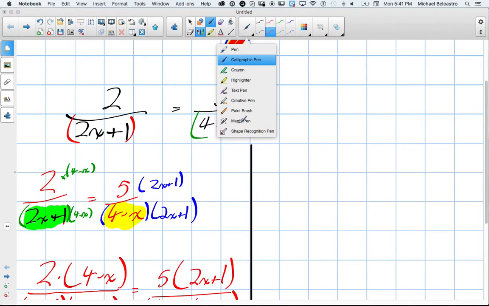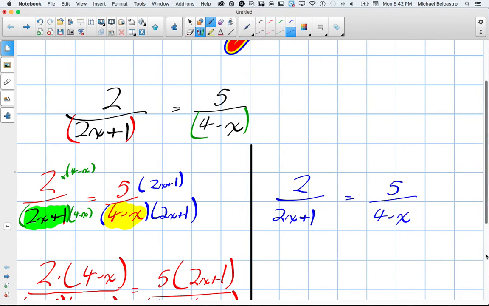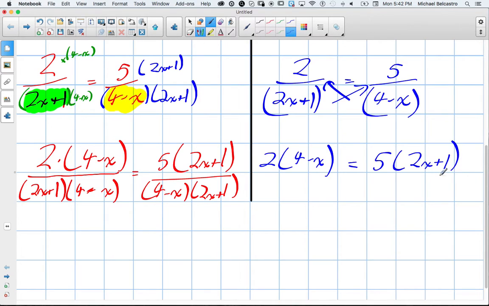I also could have, like we said, cross multiplied. So I'm going to do that in blue, let's say over here. We start with our original equation, 2 over 2x plus 1 is equal to 5 over 4 minus x. Okay. When we cross multiply, I'm essentially taking these as a binomial, multiplying it there and multiplying it there. So I'm left with 2 times 4 minus x is equal to, and we bring this here, 5 times 2x plus 1. Okay, so they look a bit different right now.